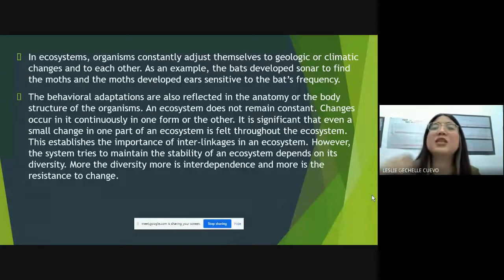So in ecosystems, organisms constantly adjust themselves to geologic or climatic changes and to each other. As an example, the bats develop sonar to find the moths, and the moths develop ears sensitive to the bat's frequency. Ganun sila namumuhay. The behavioral adaptations are also reflected in the anatomy or the body structure of the organisms.